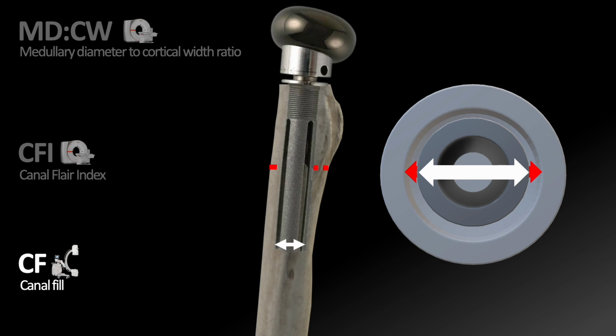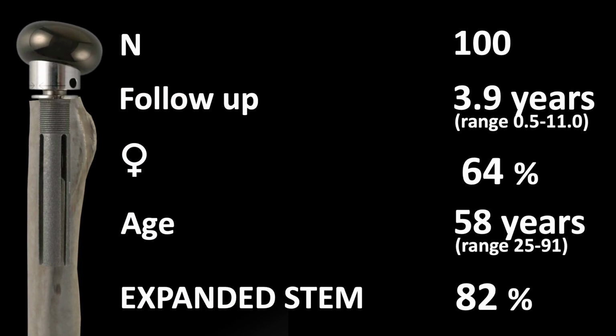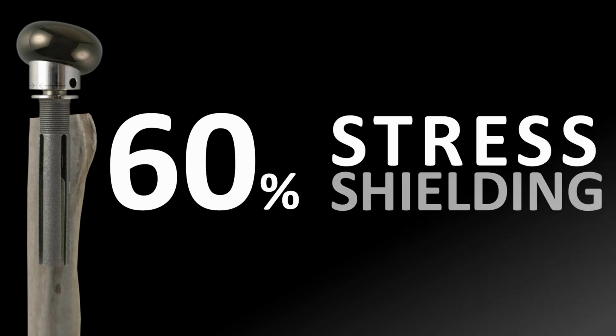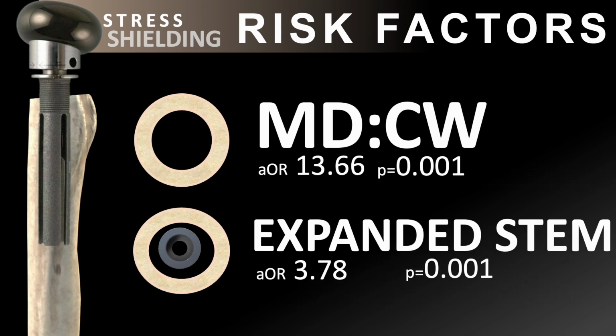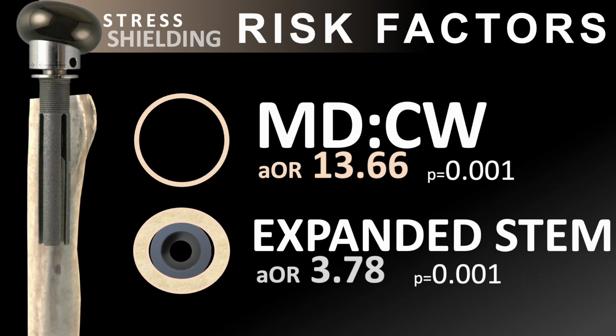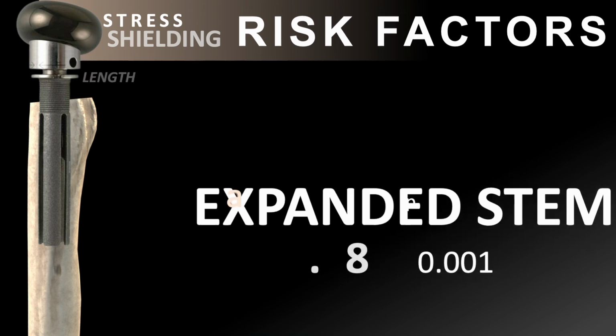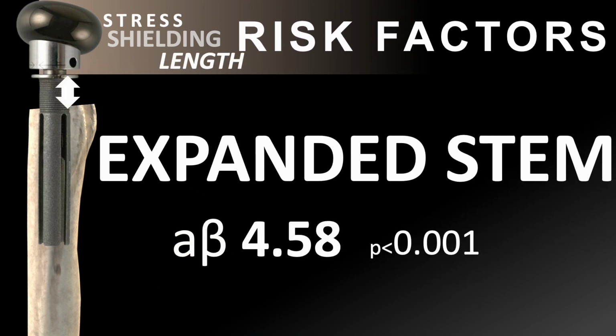A total of 100 radial head arthroplasties in 64 women and 36 men with a mean age of 58 years were included. The stem was expanded for 82 patients, and at a mean follow-up of 4 years, stress shielding was identified in 60 patients. Its presence was significantly associated with the medullary diameter to cortical width ratio and the expansion of the stem. The amount of the stress shielding was also significantly correlated with the expansion of the stem.